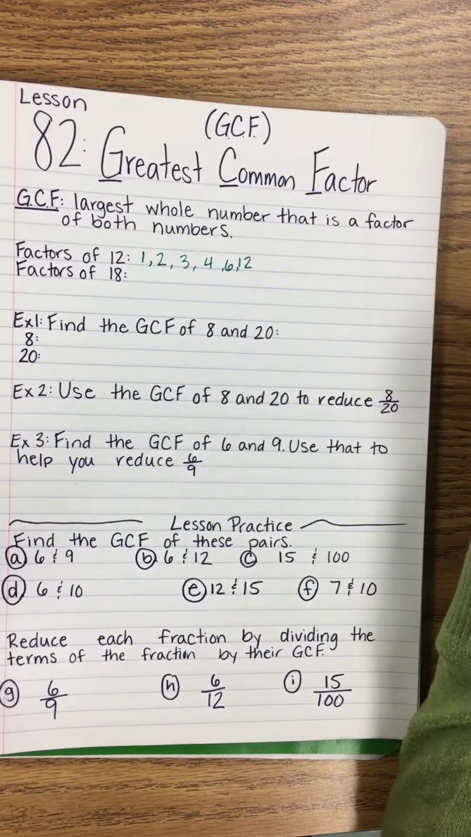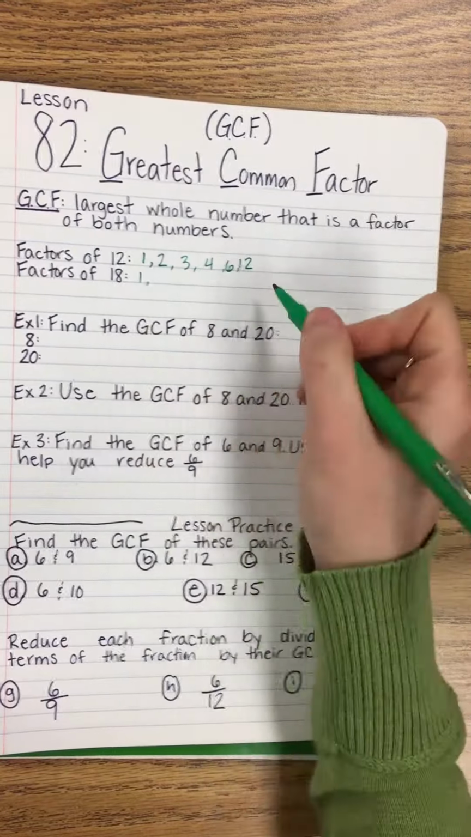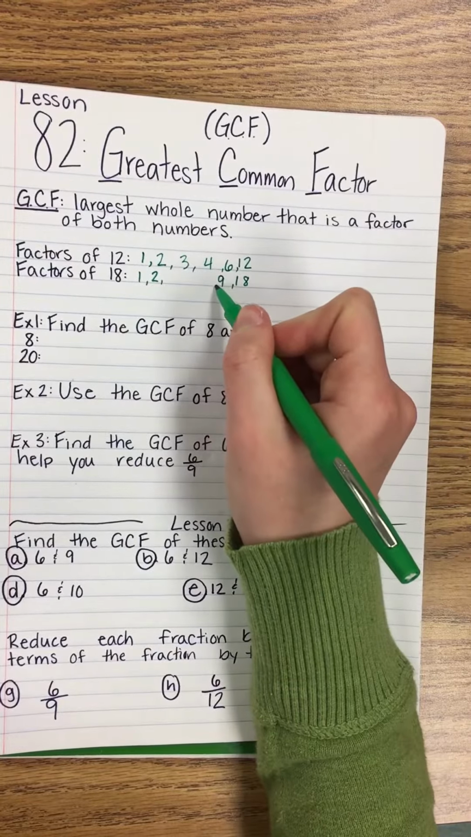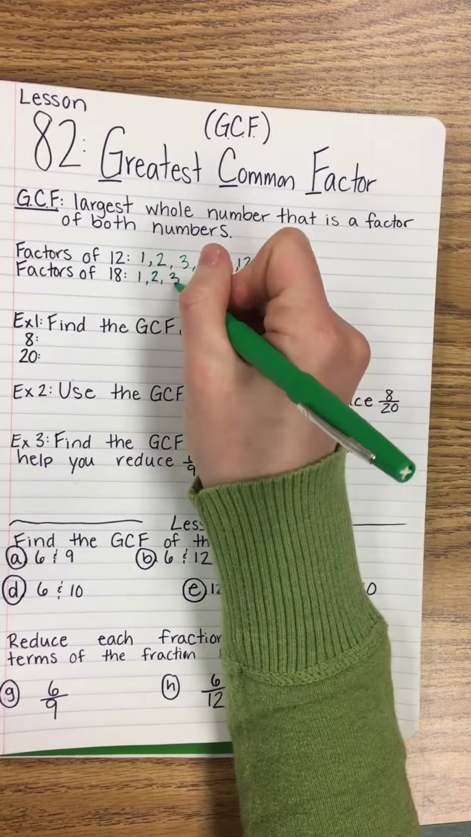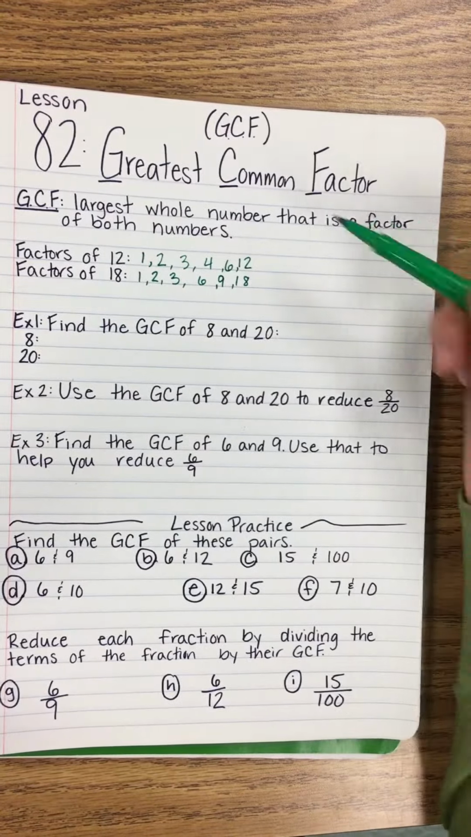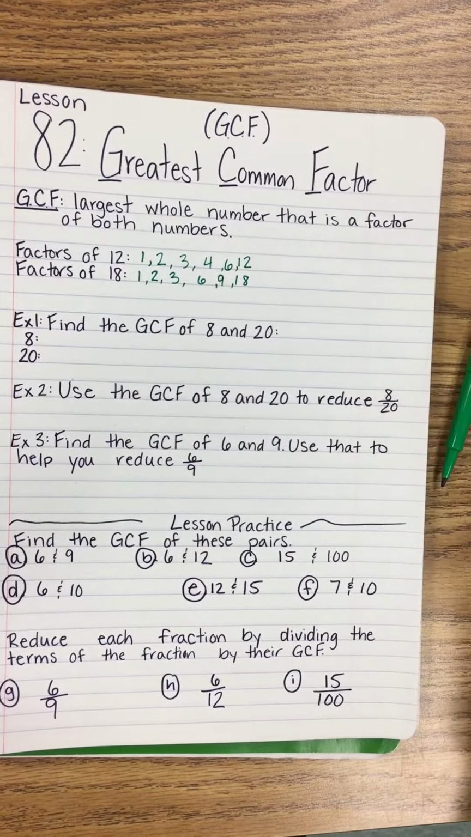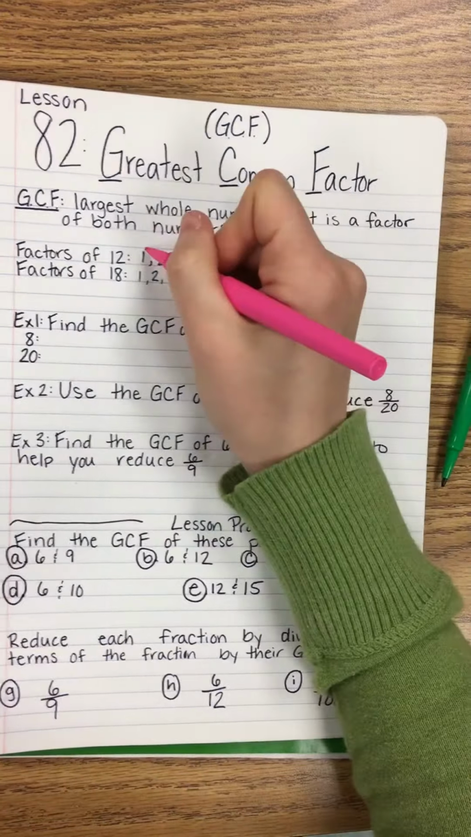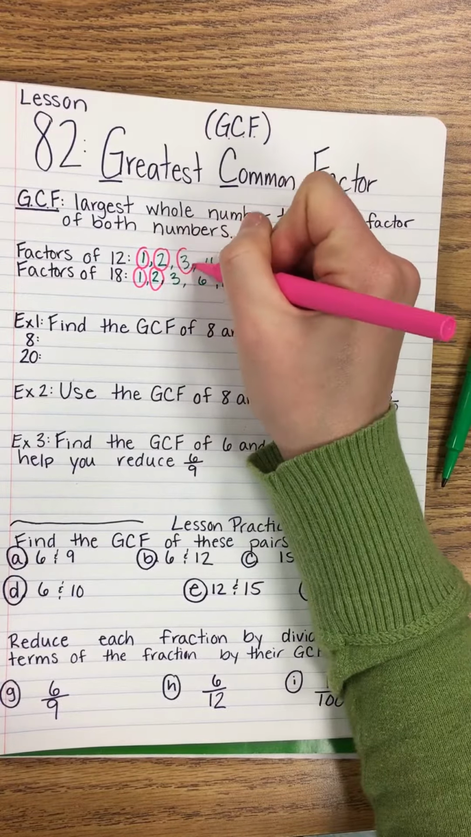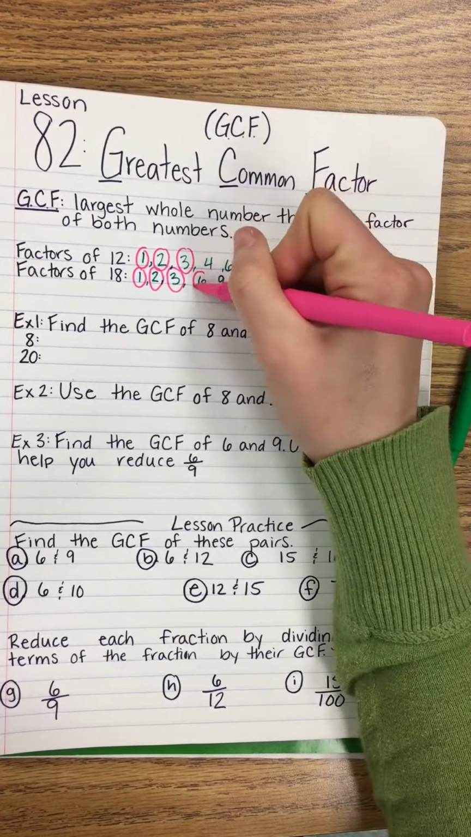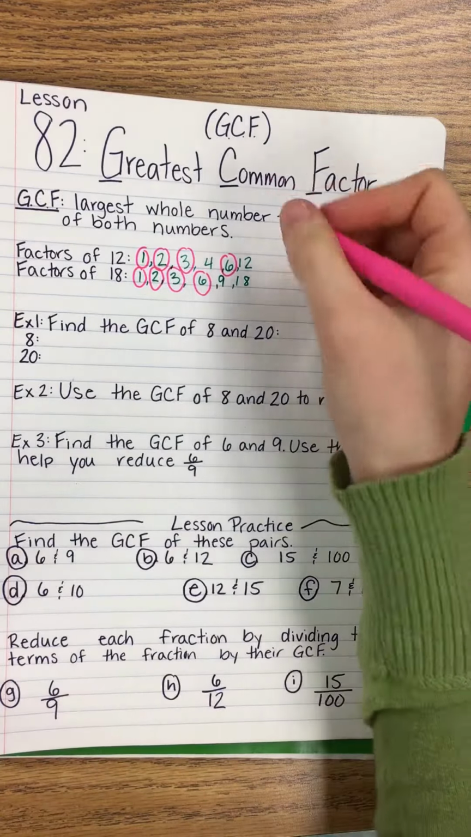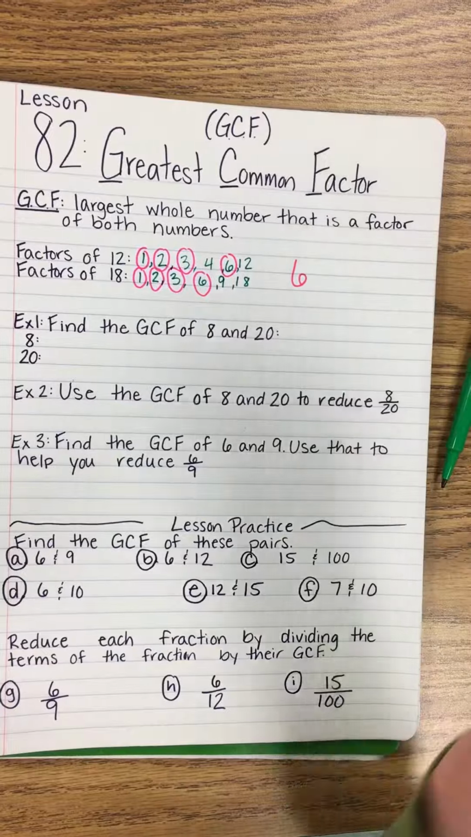And the factors of 18, you can do 1 times 18, 2 times 9, 3 times 6. So then, after we find the factors for each number, you go through and see which ones are the same. 1 goes into both of them, 2 goes into both of them, 3 goes into both of them, and 6 goes into both of them. So our greatest common factor is 6.